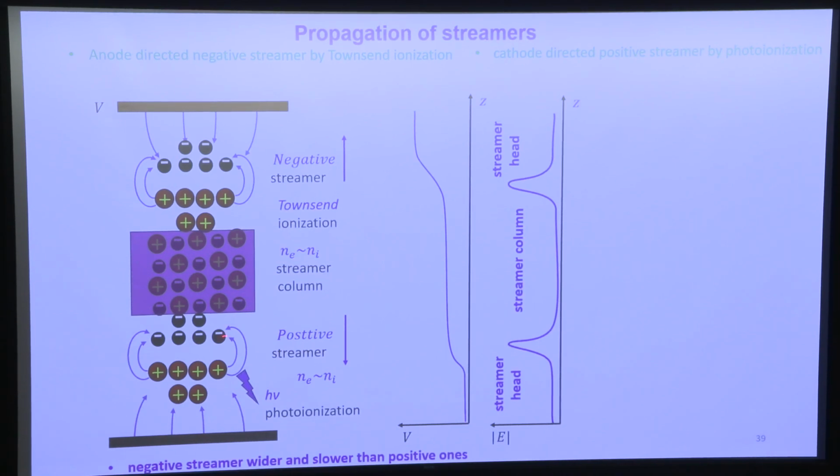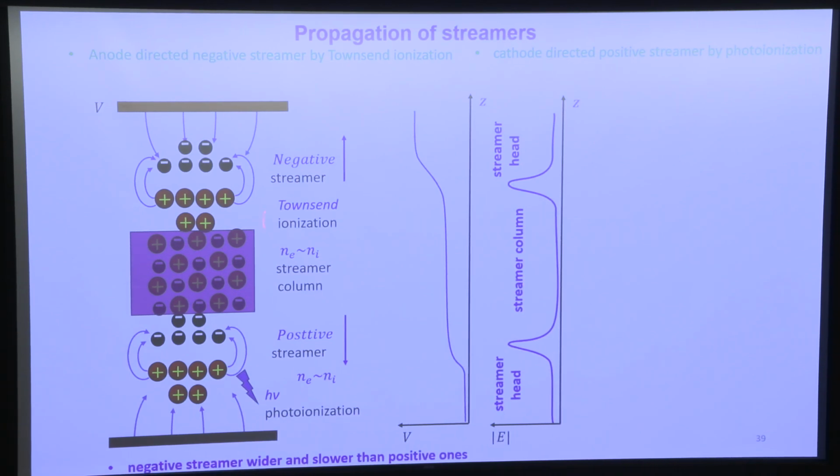But the ion-electron recombination generates enormous energy and generates UV light, right? This UV light creates photon ionization. The photon ionization creates electrons. So a positive streamer is photon ionization triggered, and this one is electron ionization. So which one moves faster?